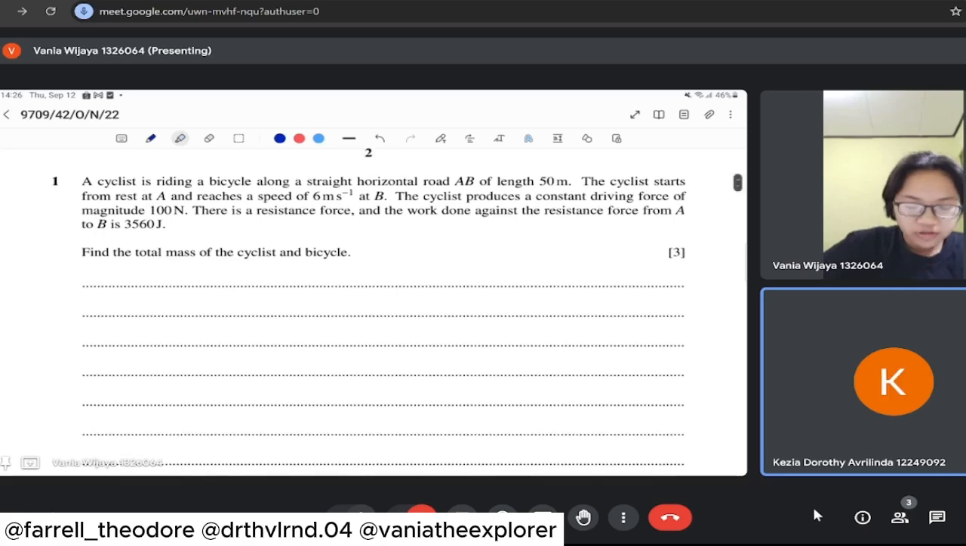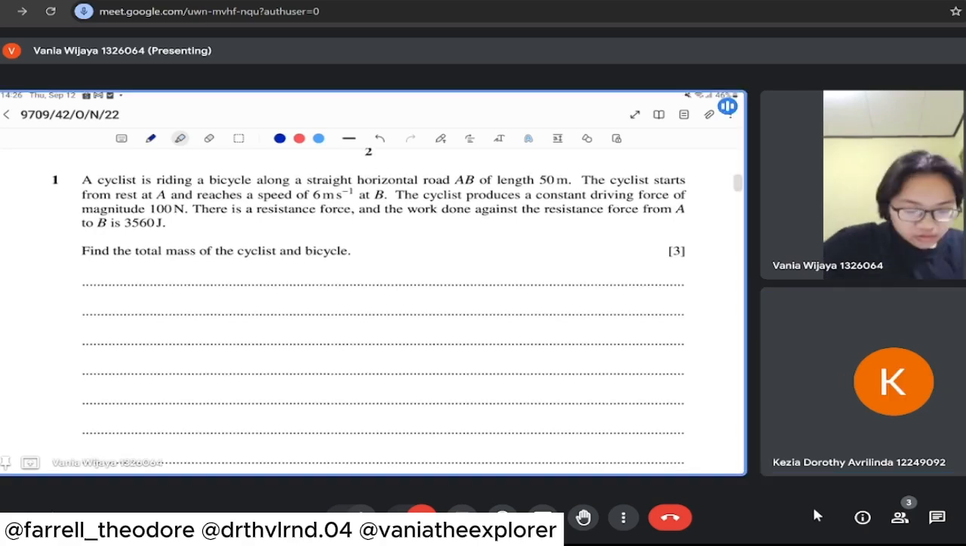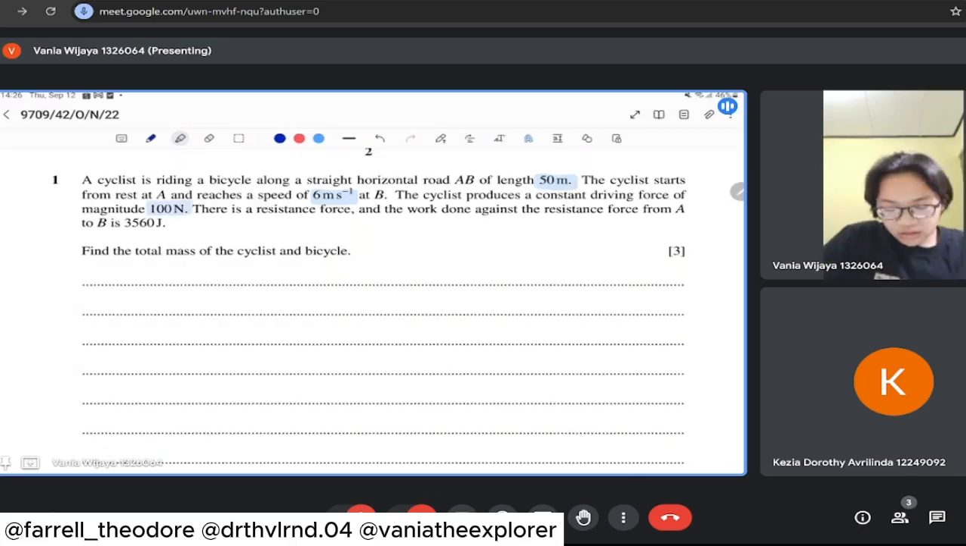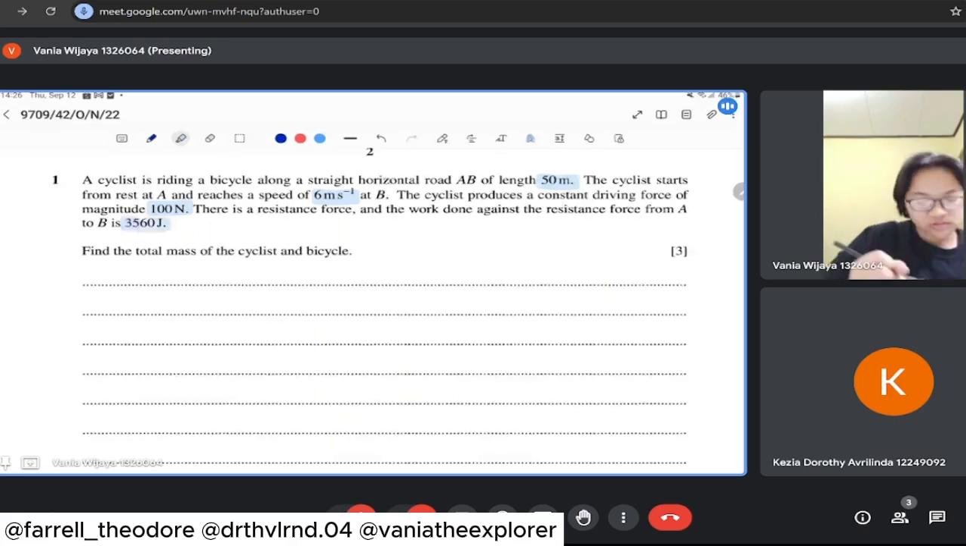Okay, now we're going to start with number 1. A cyclist is riding a bicycle along a straight horizontal road AB of length 50 meters. The cyclist starts from rest at A and reaches a speed of 6 at B. The cyclist produces a constant driving force of magnitude 100 Newton. There is a resistance force, and the work done against the resistance force from A to B is 3,560 joules. Find the total mass of the cyclist and the bicycle.